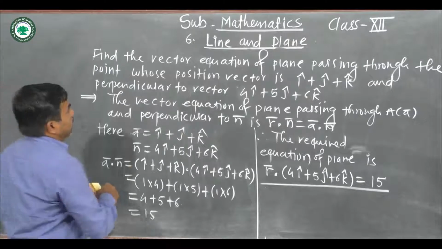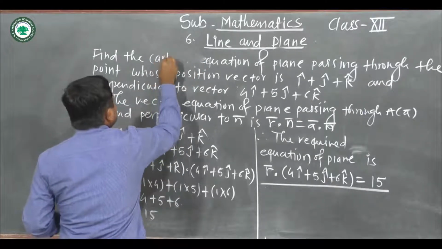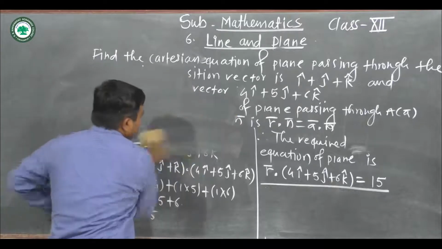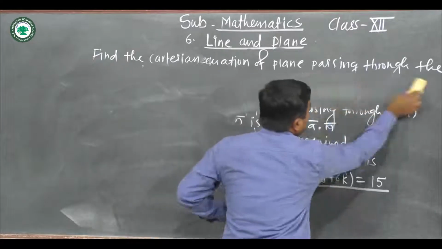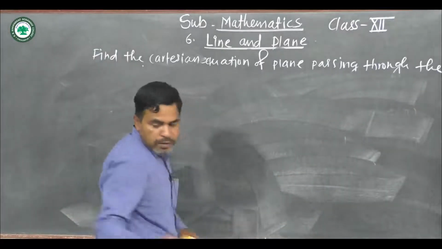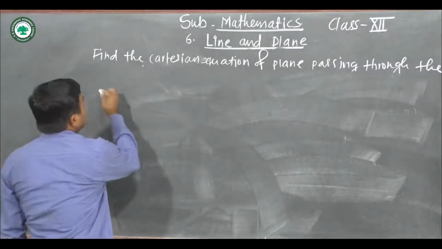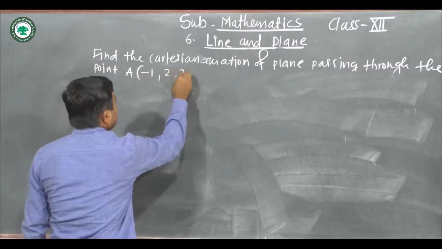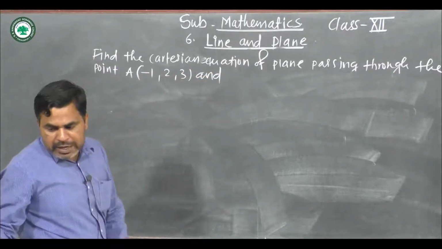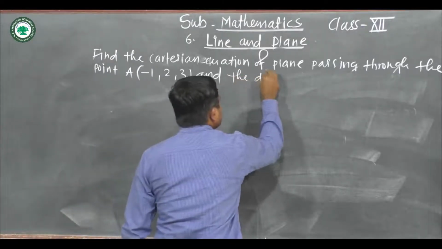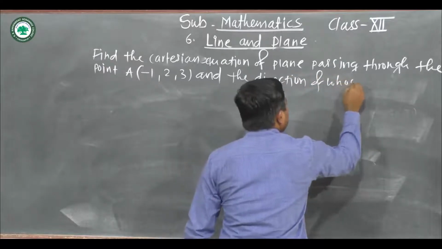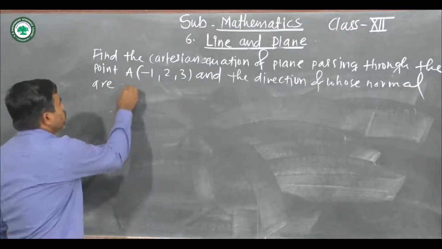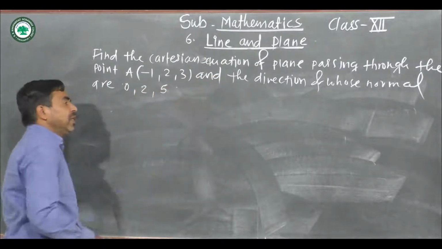Find the Cartesian equation of the plane passing through the point A with coordinates -1, 2, 3 and the direction ratios of whose normal are 0, 2, 5. See, we have to make use of the second theorem.